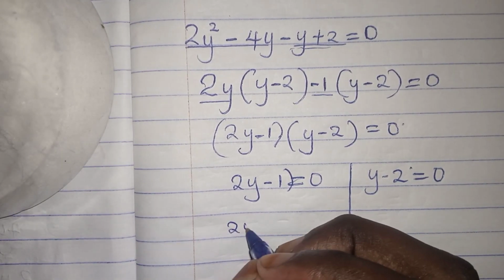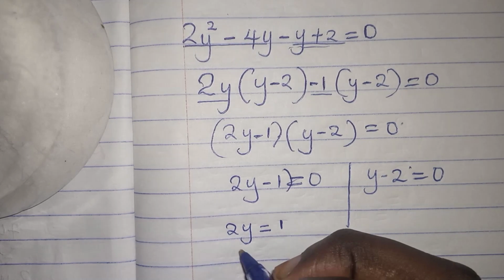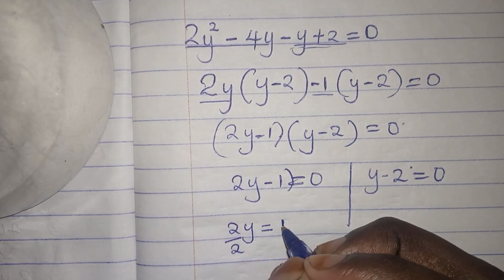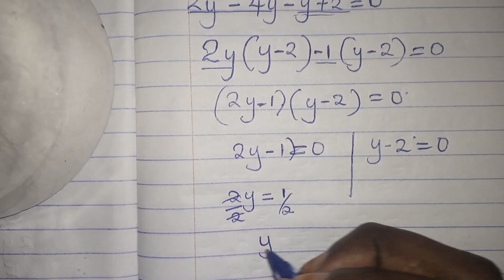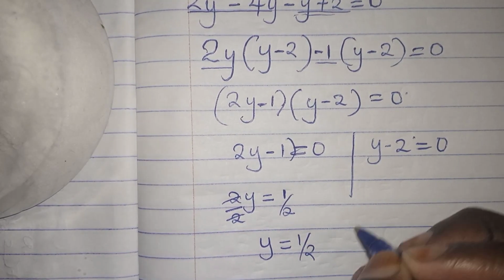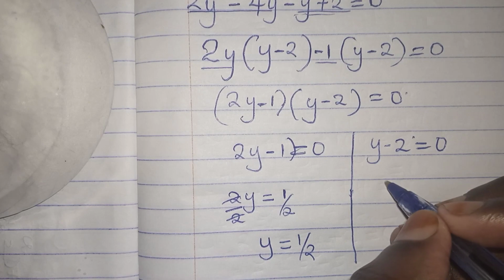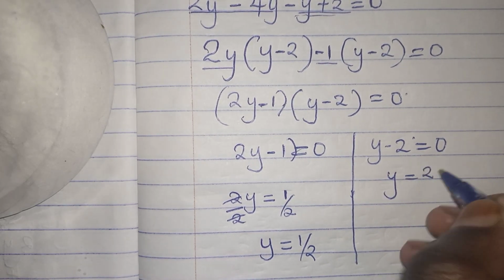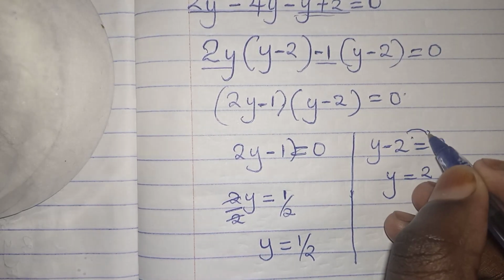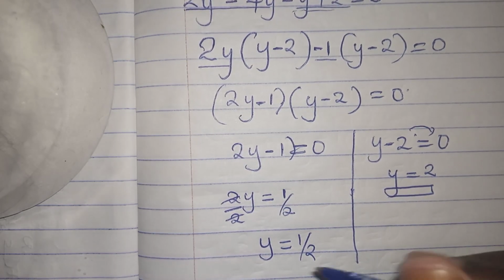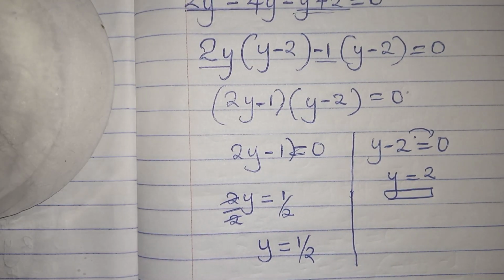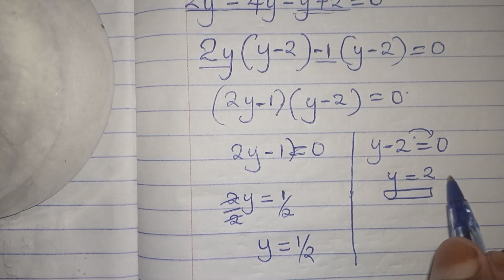So 2y is equal to 1. To get the value of y, divide both sides by 2. So y is equal to a half. And on this side, y is equal to 2, bringing this negative 2 to this side. So we have two values of y. y is equal to a half, and y is equal to 2.